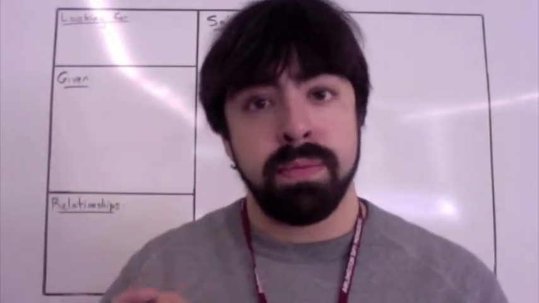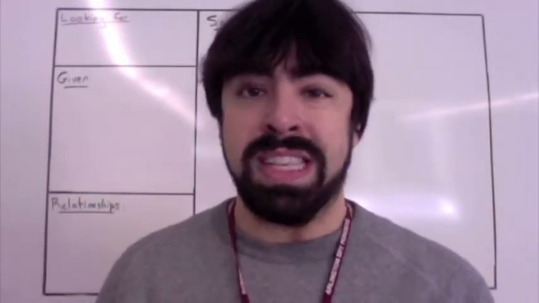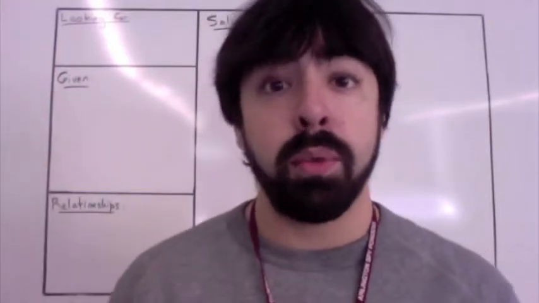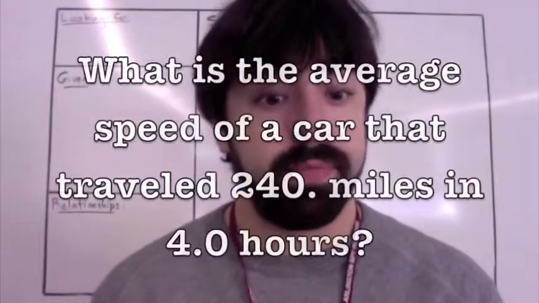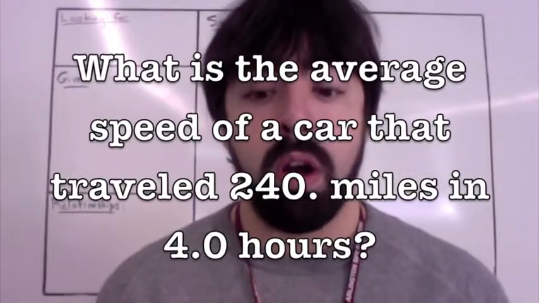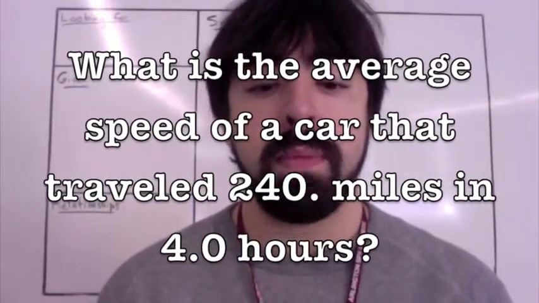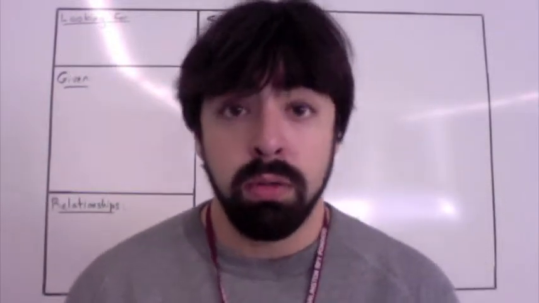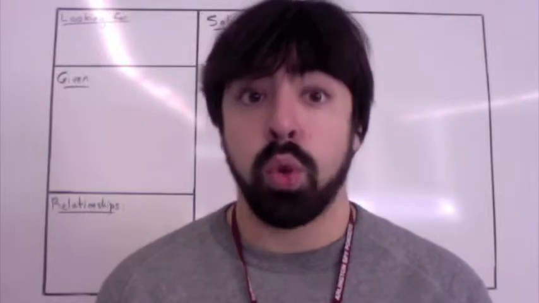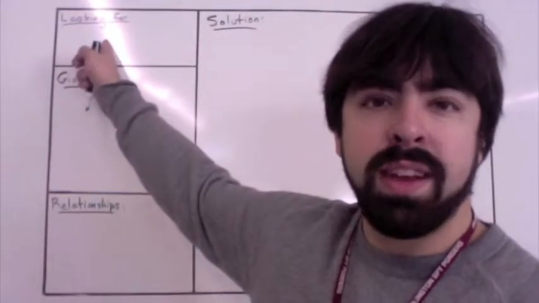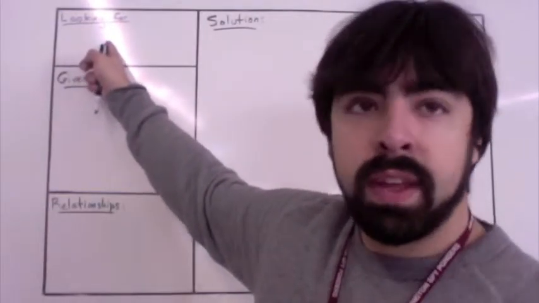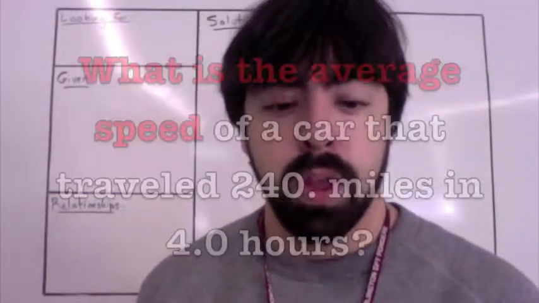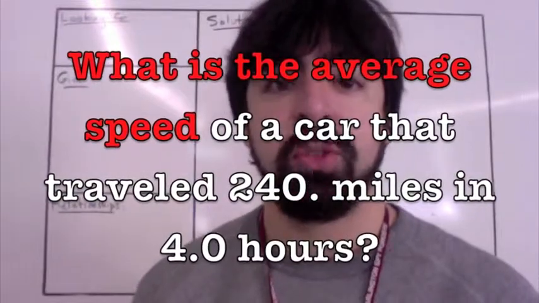We're going to do 3 problems today, solving for each of the variables in the speed equation: speed, distance, and time. And we're going to start with this one, a basic one. What is the average speed of a car that traveled 240 miles in 4.0 hours? So, first thing you need to figure out is, what are you looking for? Again, sorry about the glare. I'll write to the side of it, just how the room is. So what are we looking for? What is the average speed?